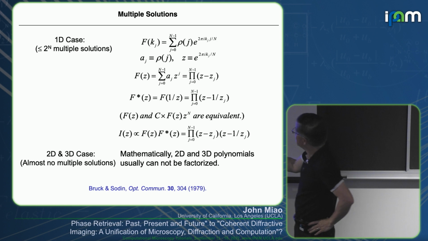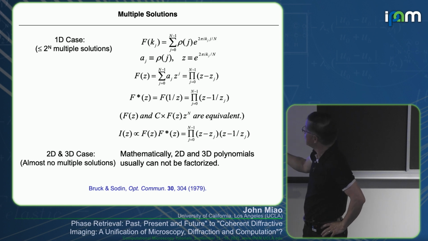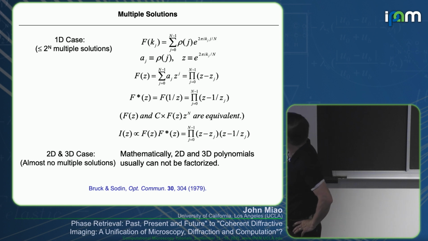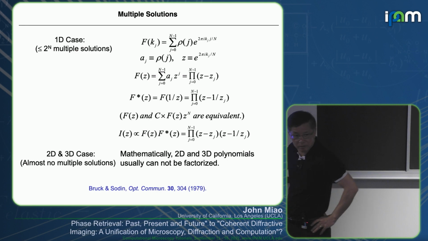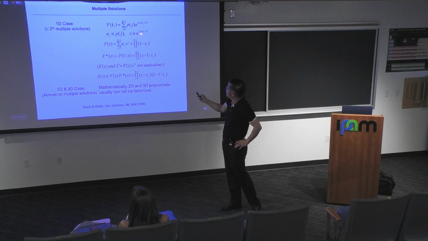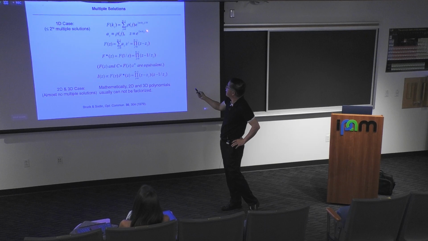Now, okay, this is the Fourier transform. It's very simple. I can write down a polynomial. I define a_j equal to rho_j, okay? k_j is in the Fourier space, okay? And Z is defined as e^(2 pi i k_j n), right?